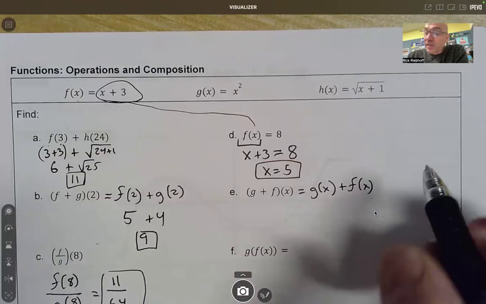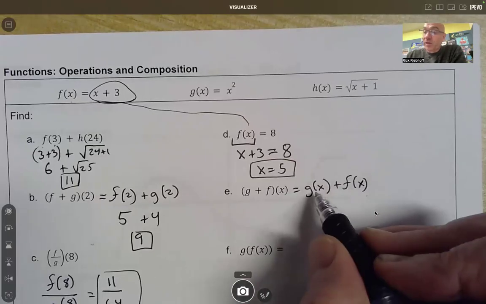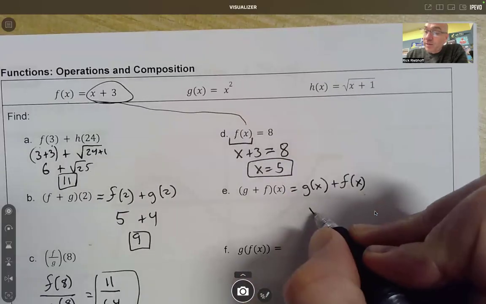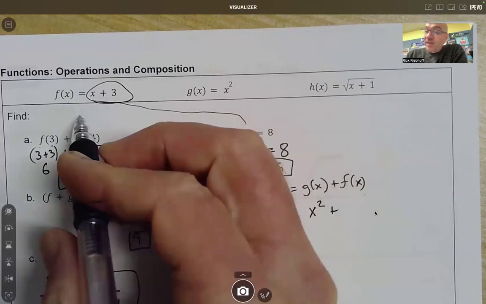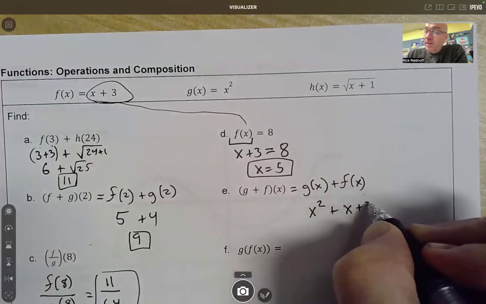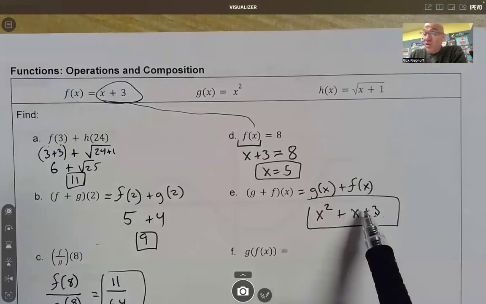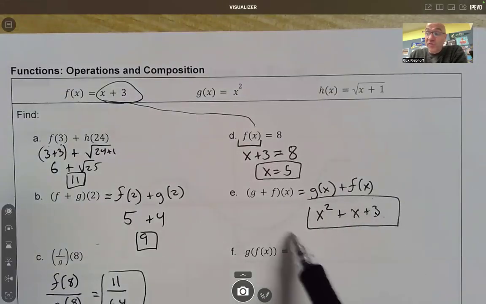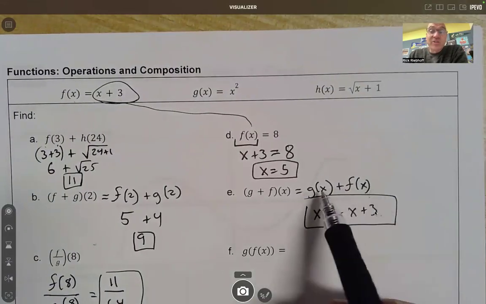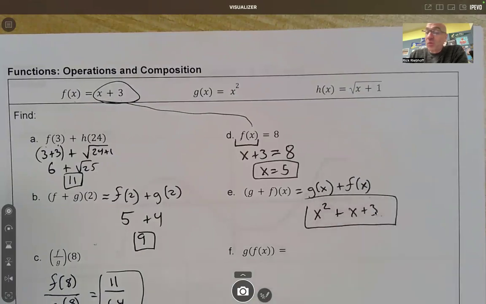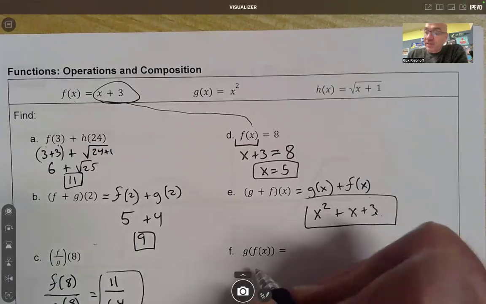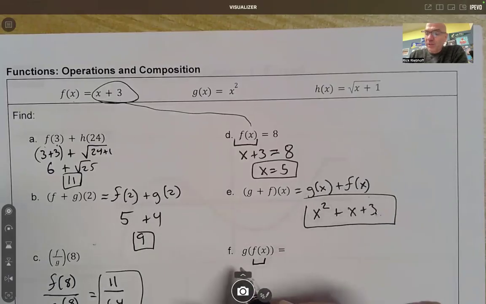All right, G plus F of x means G of x plus F of x. Notice there's no numbers in here, so I'm just going to write what the formulas are. G of x is x squared. F of x is x plus 3, and that's all I can do. So what I'm doing is generating a new function that is the combination of two other functions. Cool.